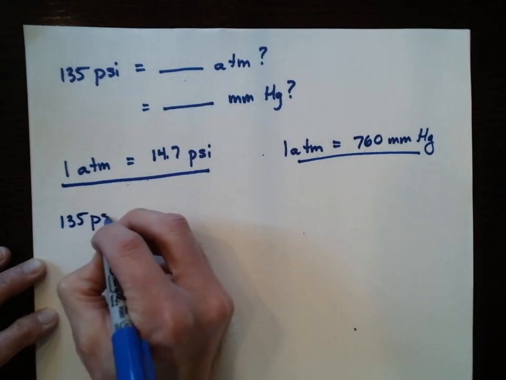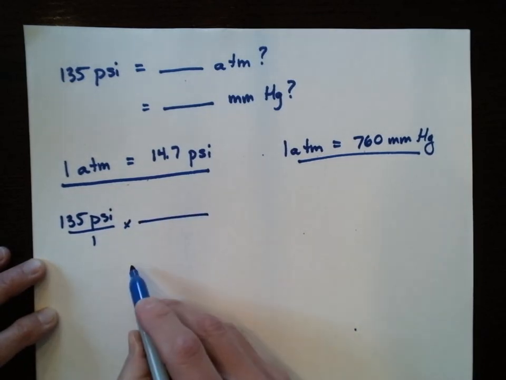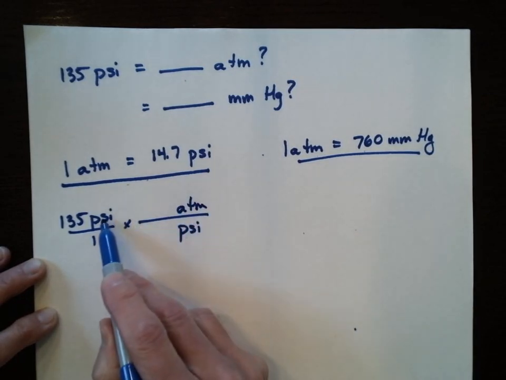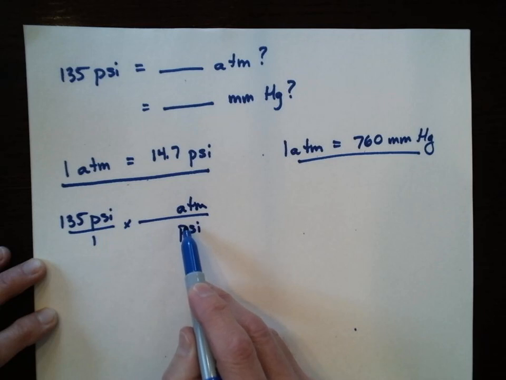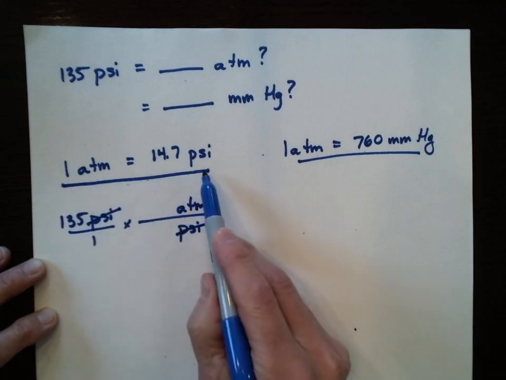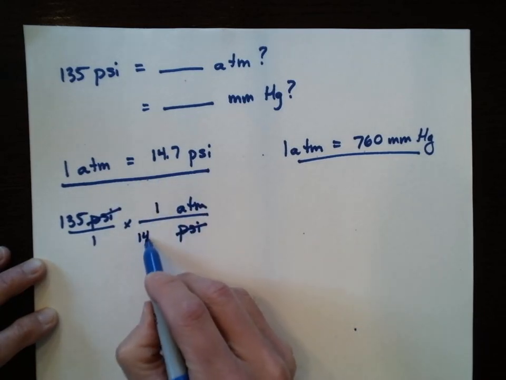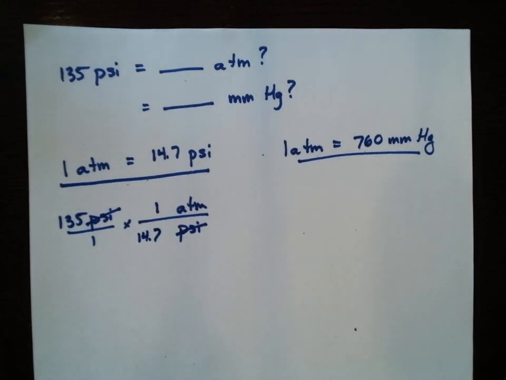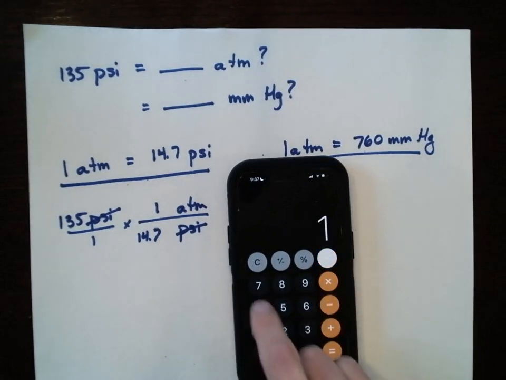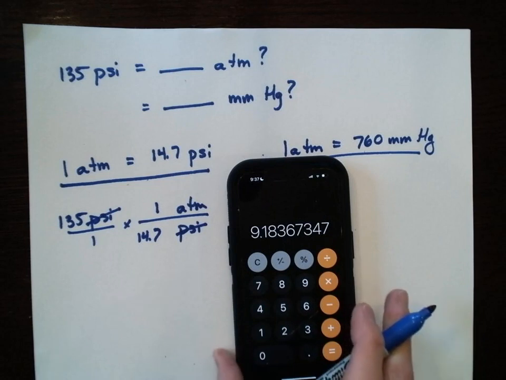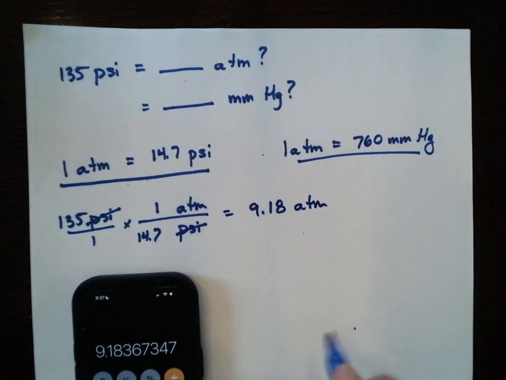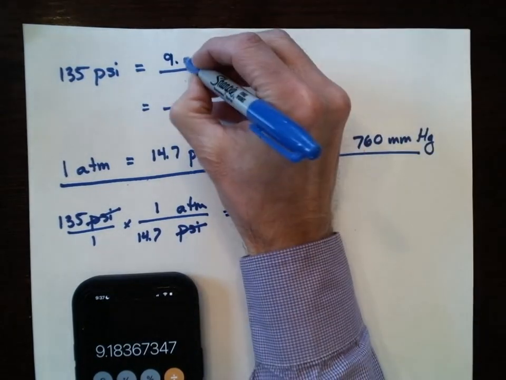So I take my 135 psi, put it over 1, use my conversion factor. I want to get rid of psi and convert that to atmosphere. So because I want to get rid of psi in the numerator, I want to divide by that so that they'll cancel. And we'll convert to atmosphere. To do the conversion, we've got to put in the appropriate numbers. 1 atmosphere is 14.7 psi. We can run that calculation. 135 divided by 14.7, 9.18. So we see that 135 psi is 9.18 atmospheres.